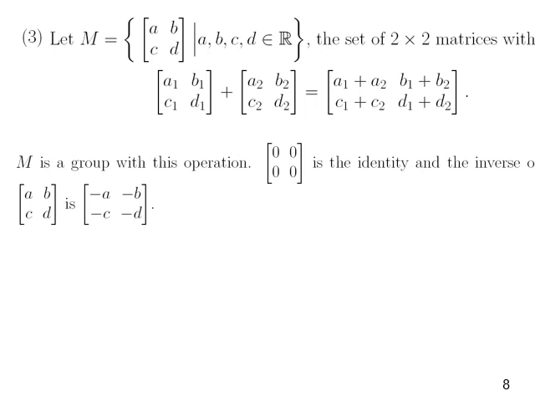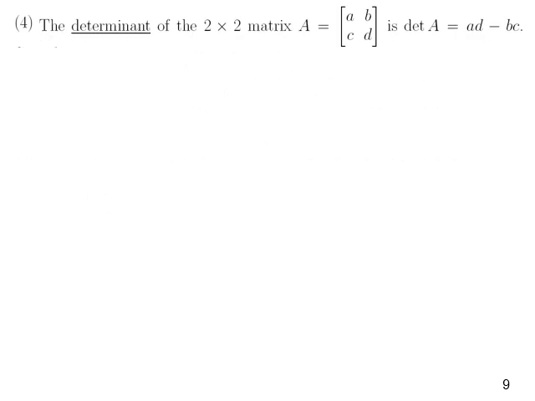M is a group with this operation, where the 0 matrix is the identity and the inverse of this matrix is this matrix. The determinant of the square matrix A is given by det A equals AD minus BC.